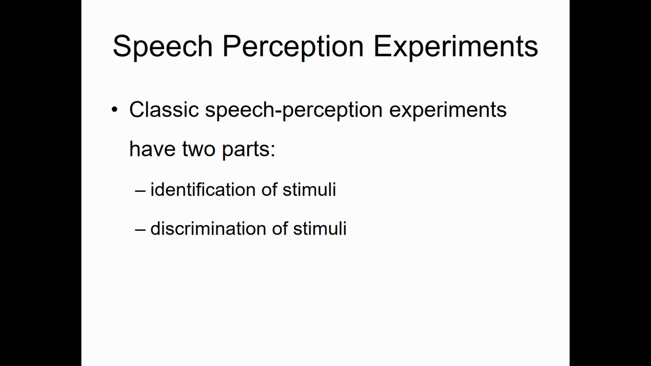Another part of these experiments is what are called discrimination tasks, where you played pairs of stimuli, usually adjacent pairs on that continuum. So if the continuum goes from -100 to +100 in 10 millisecond steps, your identification task would be to hear the -100 stimulus and tell me, is it ba or pa? Your discrimination task would be to hear the -100 followed by the -90 and then be asked to say, were those the same or different?